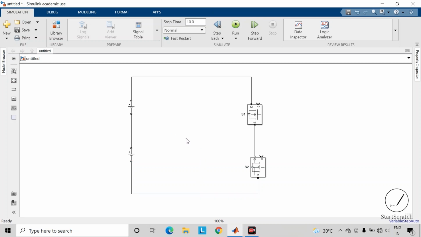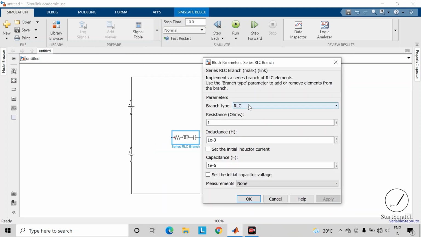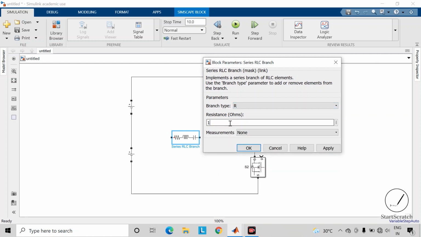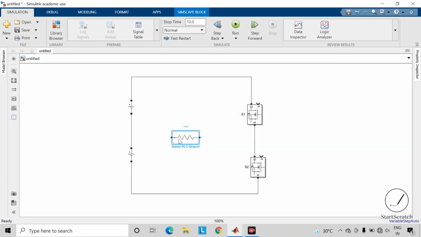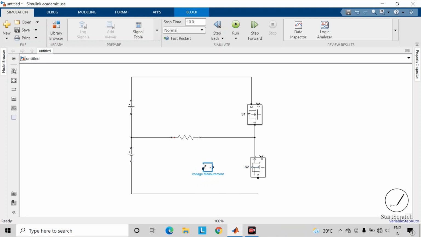Now take series RLC branch. We will consider here a resistive type of load with resistance of 100 ohms. Now connect this load according to the circuit diagram. Let us take voltage measurement block so as to measure the voltage across this load side and the supply side. Copy this block and connect it across the supply side as well.